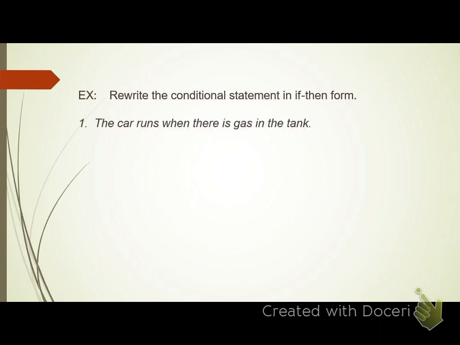If we know that the car runs when there is gas in the tank. So the hypothesis is your condition. What has to be true first to make something else happen? And the sentence says, again, the car runs when there is gas in the tank. Well, that's your condition, when there is gas in the tank. So to rewrite this in a conditional if-then form, we'd want to say, if there is gas in the tank, then the car will run.